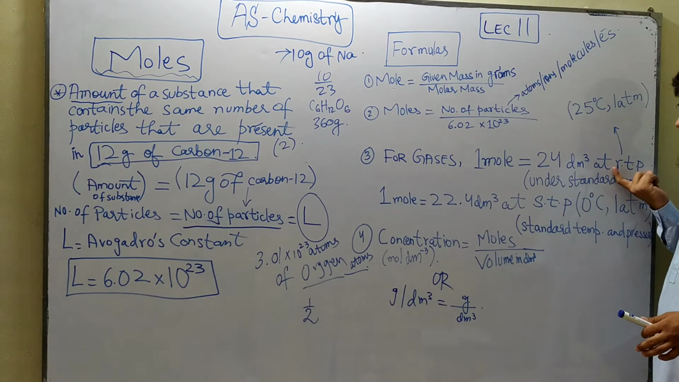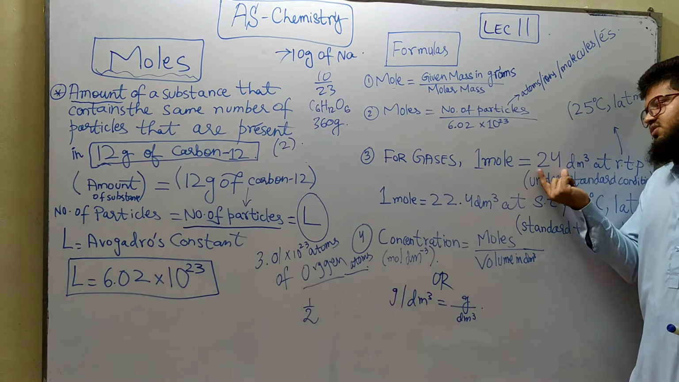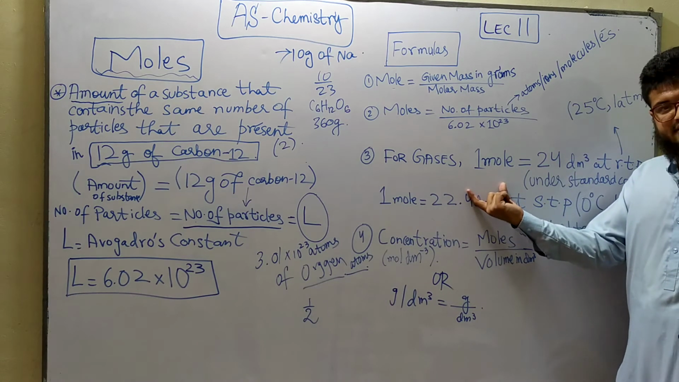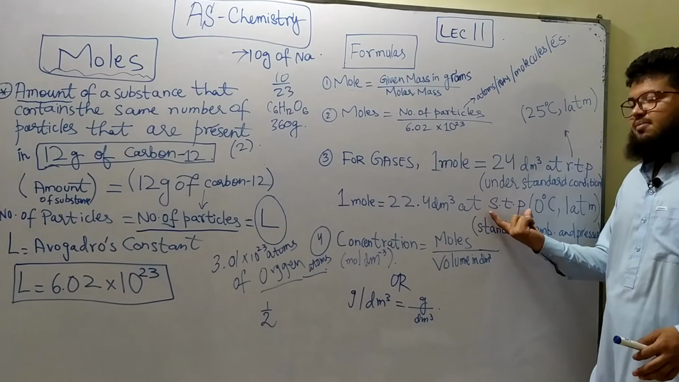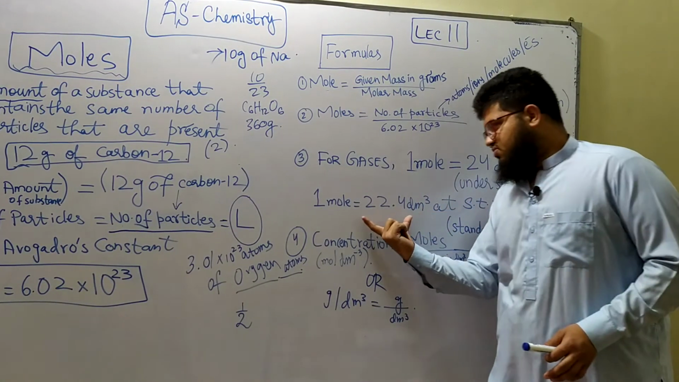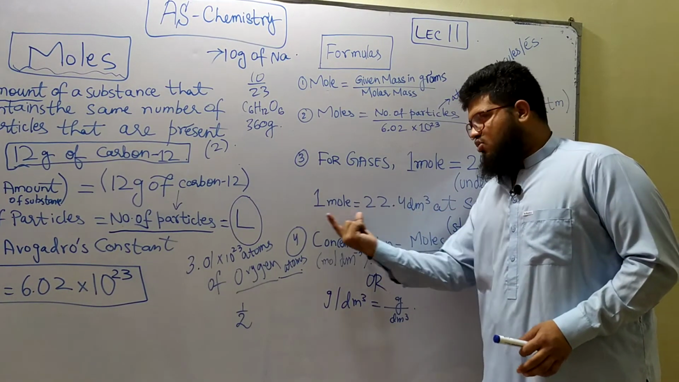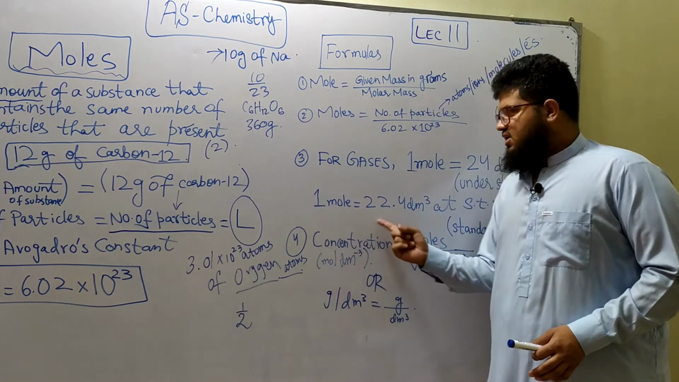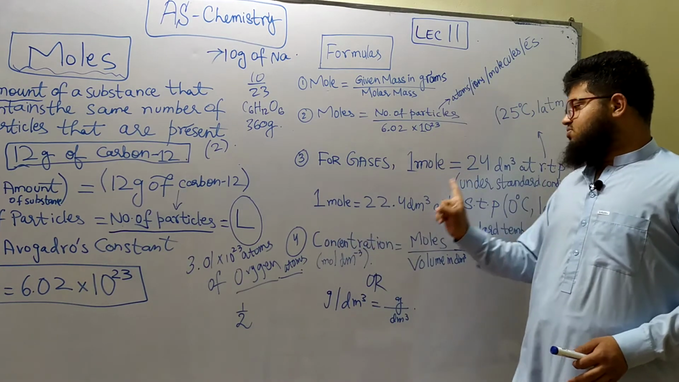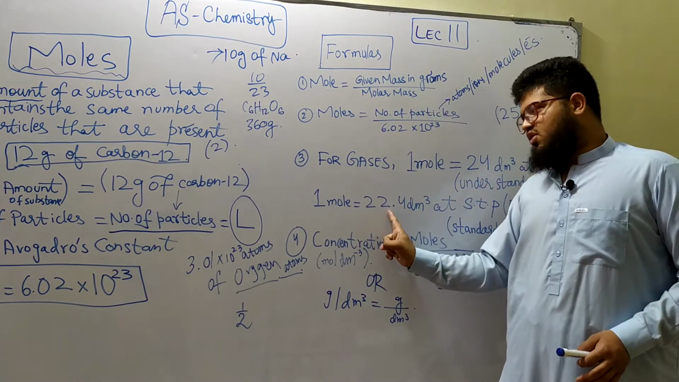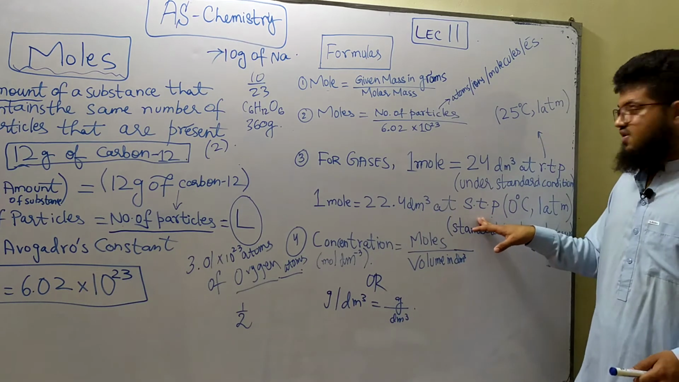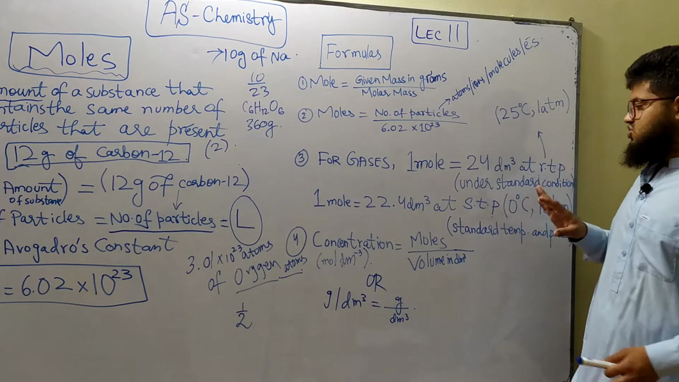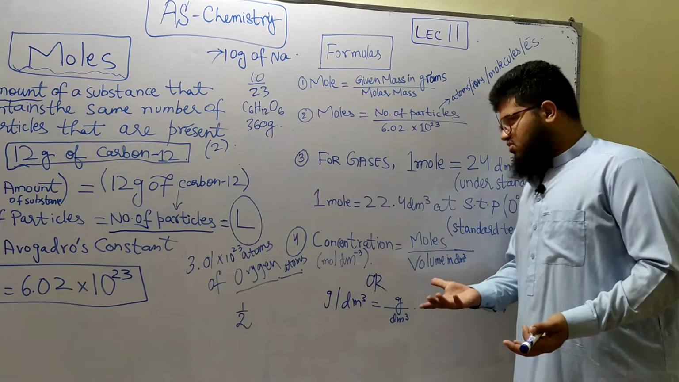Okay, at room temperature and pressure, this is the volume that must be occupied by 1 mole of a gas, and at standard temperature and pressure, this is the volume that must be occupied by 1 mole of a gas. Okay, these are two slightly different volumes, but you must know both the volumes. Okay, and standard temperature and pressure is different from room temperature and pressure. Okay, you must be knowing that already.